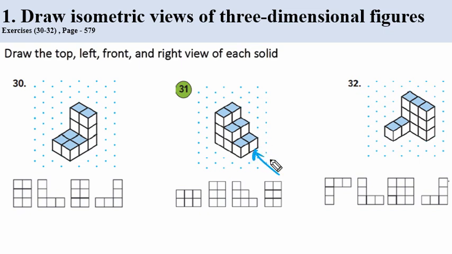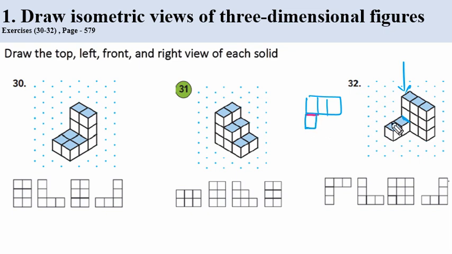Now what about right? This time this is your right from here. So first I have two boxes, then change, then again two boxes, then change, and then again two boxes. Okay, now the last one, 32, draw the top. Now top will be from here. So what we have? We have three boxes, and then there's a change. So this will be one solid line here.